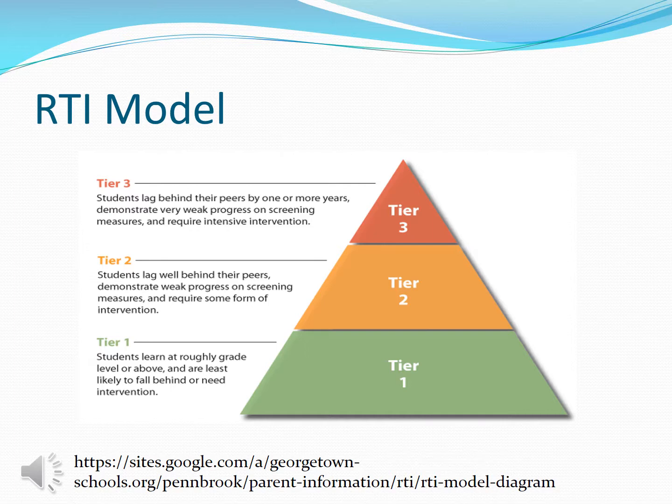This is the RTI model. The RTI model is used to assess students who are falling behind in academics. All students start in Tier 1. In Tier 1, they are in a regular classroom, and when the teacher notices that the student is falling behind in academics, the teacher may assess the student, and when the teacher realizes that they have disabilities, the student may enter Tier 2.